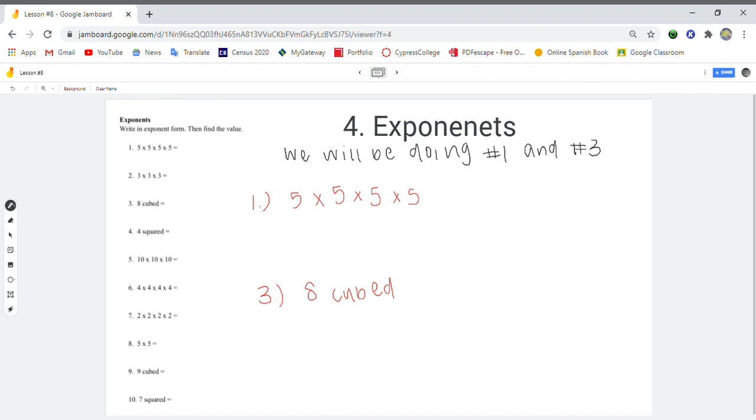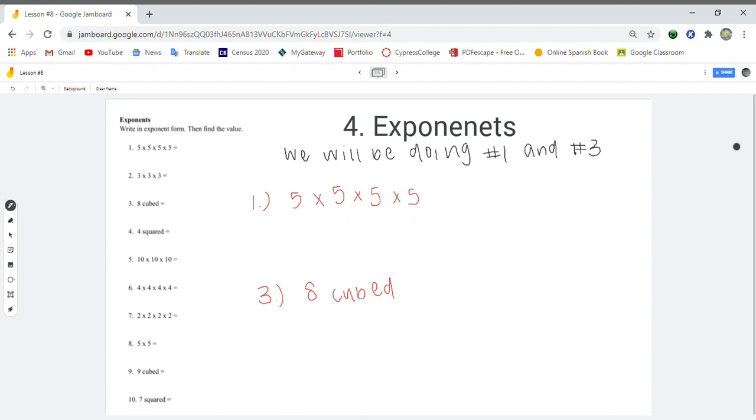So for the last section, exponents, we'll be doing number 1 and number 3. It says write in exponent form, then find the value. So let's look at number 1. It says 5 times 5 times 5 times 5.